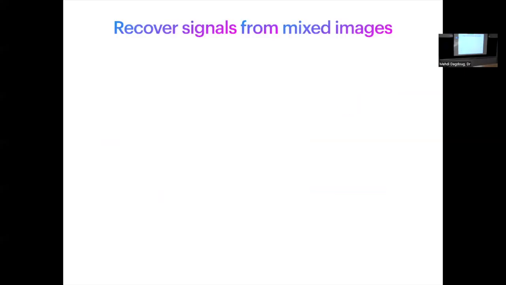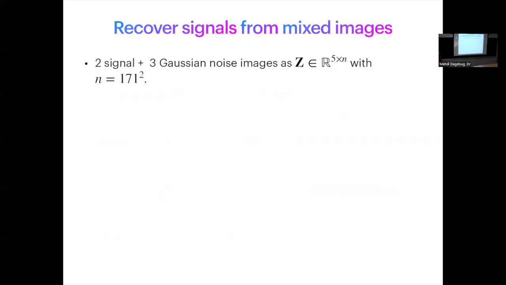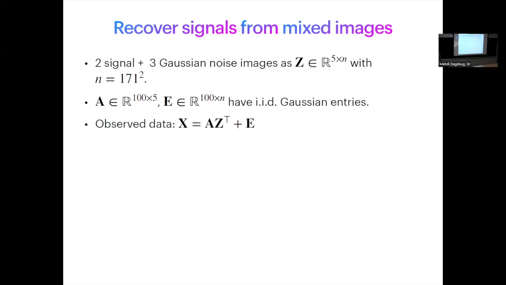The second one we try to understand is, if we have a mixed image and I want to recover some signal from it, can we use varimax plus PCA? This is semi-synthetic data where we have 2 signal images and 3 Gaussian noise images. Each one we treat as a 171 plus 171 vector. Of those 5 original low dimensional images, 2 are signal and 3 are noise. Then we consider their linear combination in 100 dimensions and add some additive error here.